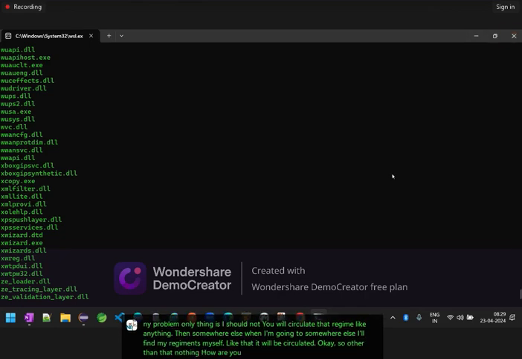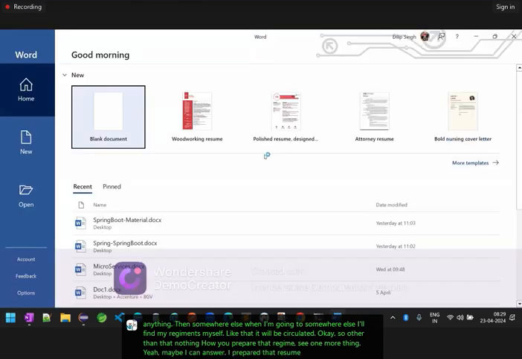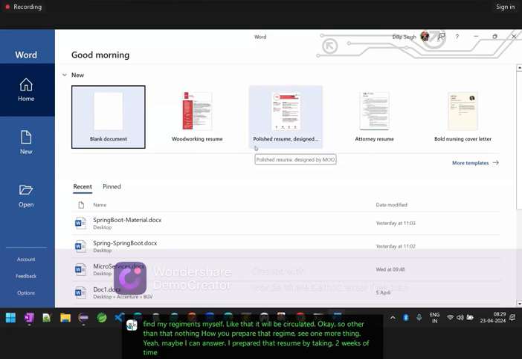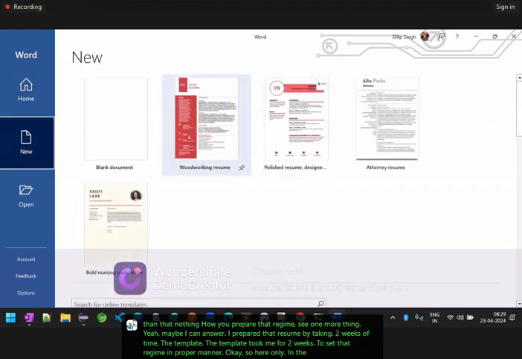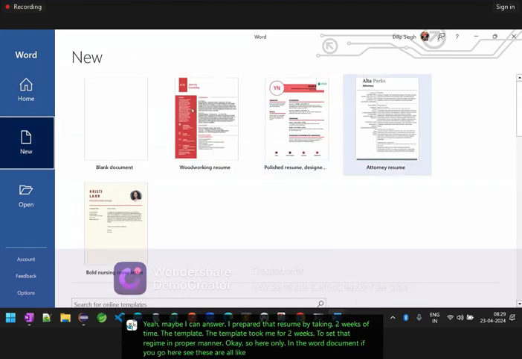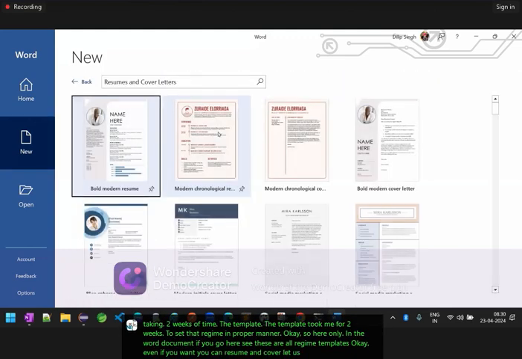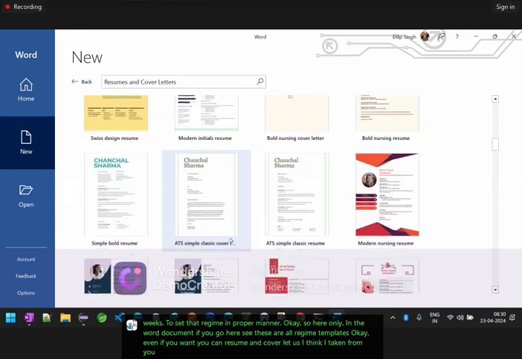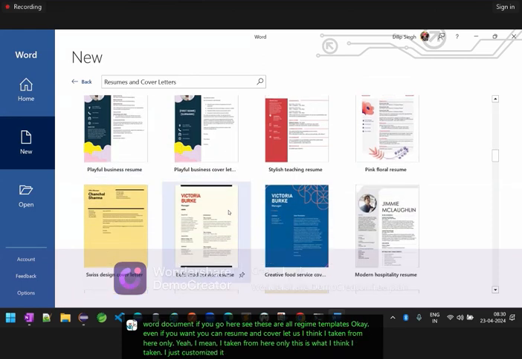How did you prepare that resume? See, one more thing, maybe I can answer. I prepared that resume by taking 2 weeks of time. The template took me 2 weeks to set that resume in a proper manner. Okay, so here in the Word document, if you go here, see these are all resume templates. Even if you want, you can find resumes and cover letters. I think I took from here only. I just customized it. So it took 2 to 3 weeks to make that resume for me.